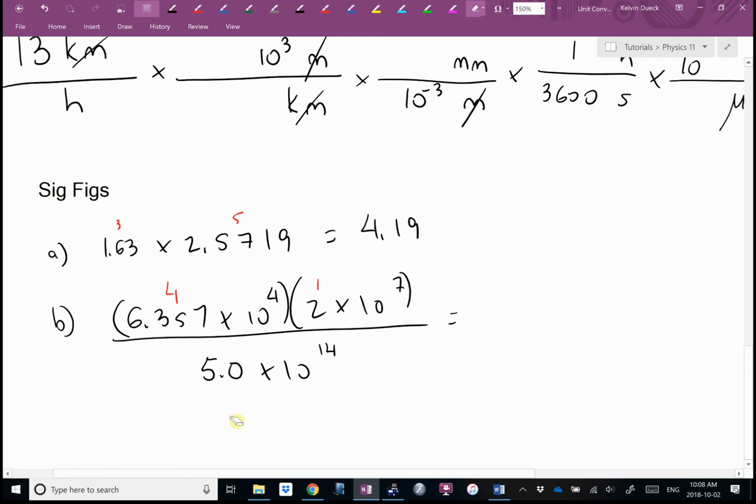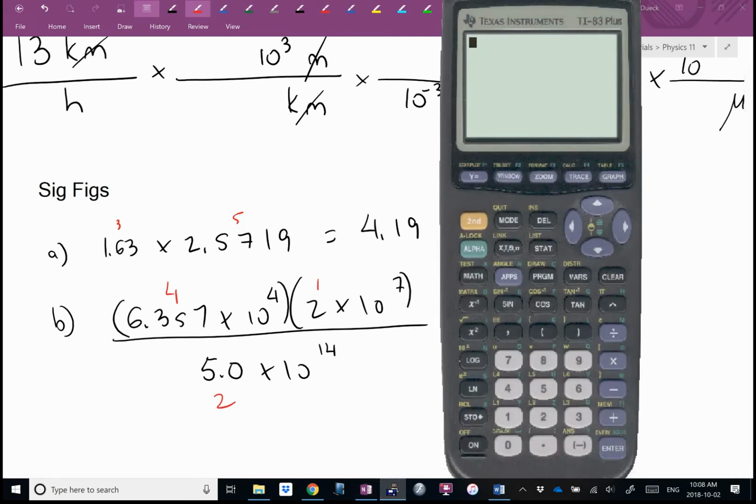Good question, though. How many sig figs on the bottom? Not one. Two. So here, when we did unit conversion, we typed times 10 to the power of. Here, this is scientific notation. I strongly encourage you, use your scientific notation button. Is this a fraction? Is there more than one thing on the top? I'll put the top in brackets. Is there more than one thing in the bottom? Then I'm not going to put the bottom in brackets. Quickly one.